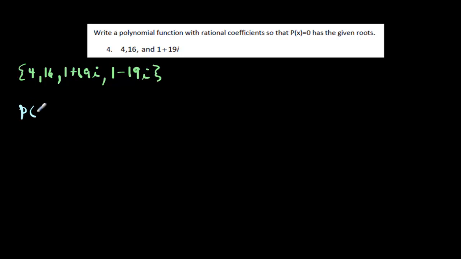So now we have to write a polynomial function with rational coefficients that has these roots. I'm going to lump these two together. So the 4 and the 16 together is going to give me a quadratic. The sum of these is 20. So the opposite of the sum, remember, is the coefficient of the x term. So the opposite of 20 is negative 20. The product of these is going to be my constant. So 16 times 4 is 64.